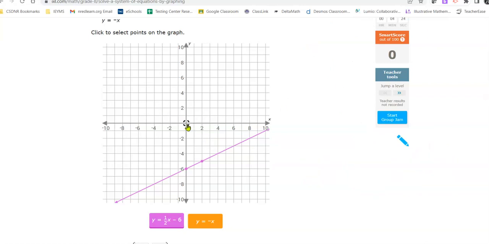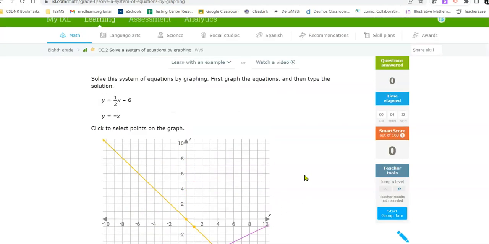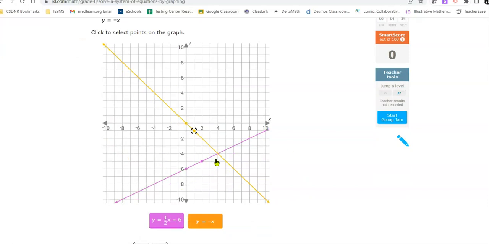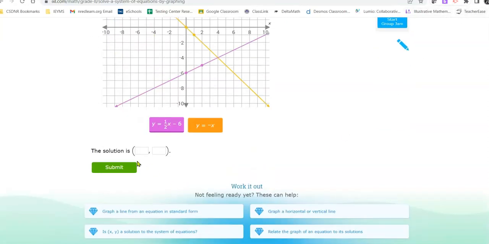So I'm going to click my mouse on the origin at 0, and then -1 and +1. There's my second graph. This is the system: two linear equations on one graph. This point right here is the intersection, and that is my solution. That intersection is my solution. So that's what they're asking me to type down here in the solution box.